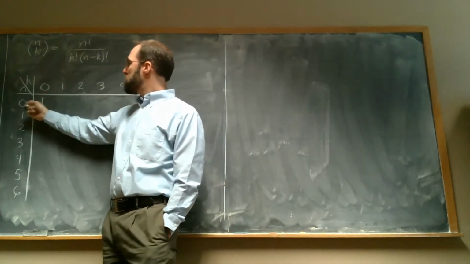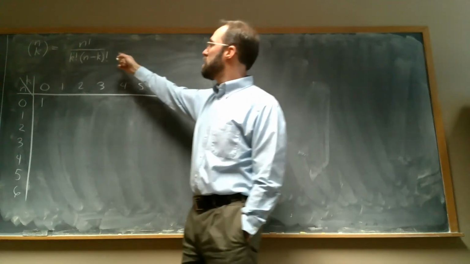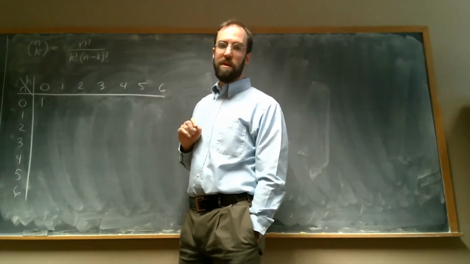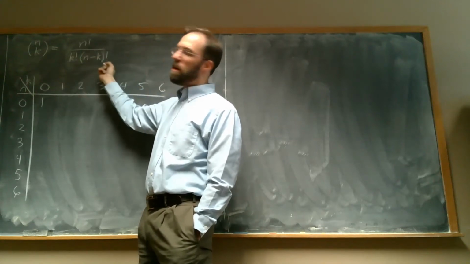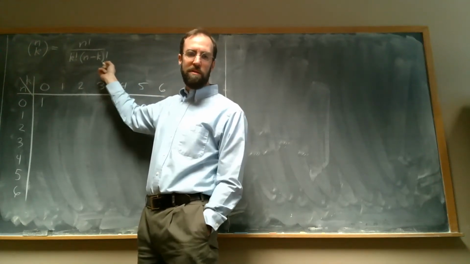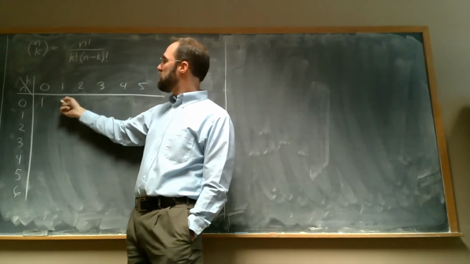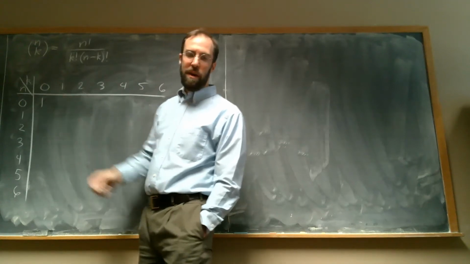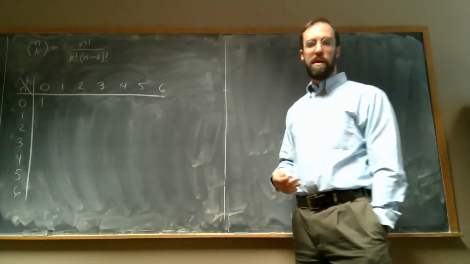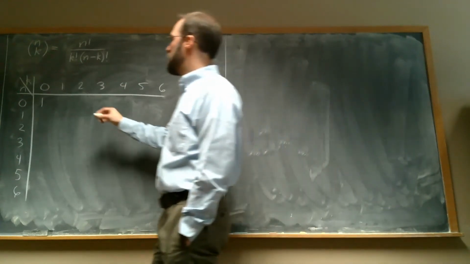What about when n is 0 and k is 1? So this formula doesn't actually really make sense in that context, because 0 minus 1, here I get a negative 1 factorial. And I don't know what negative numbers factorial means. Combinatorially, this really should be 0, because if I have 0 things, I can't possibly choose one thing out of the 0 things that I have. So we're going to say this is 0.